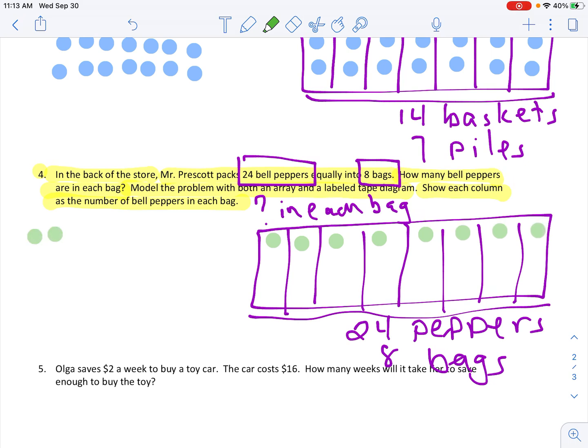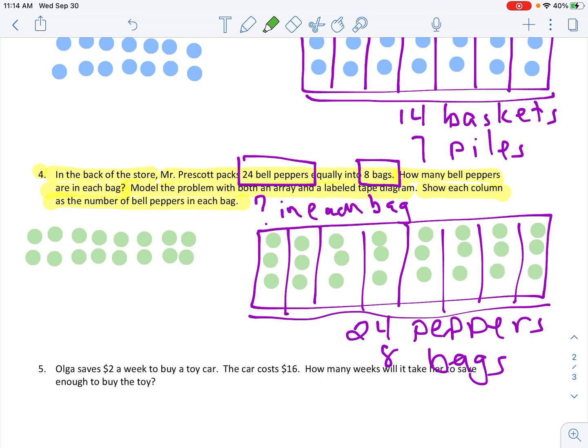I'm going to go ahead and draw the array at the same time. 1, 2, 3, 4, 5, 6, 7, 8 bags of peppers. I've only used 8. I got to use up to all 24. 9, 10, 11, 12, 13, 14, 15, 16. If it's just an array form, it's going to look the same just without the lines for the tape diagram. So I've used 16 peppers. I still have more. 17, 18, 19, 20, 21, 22, 23, 24. Same thing on my array.